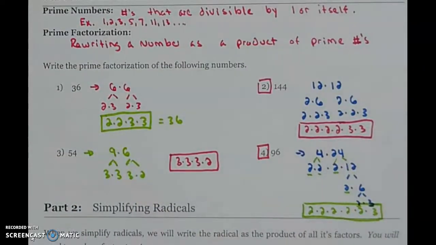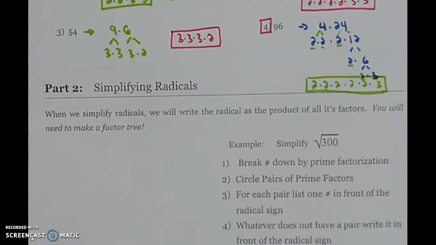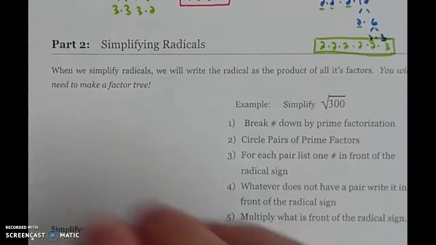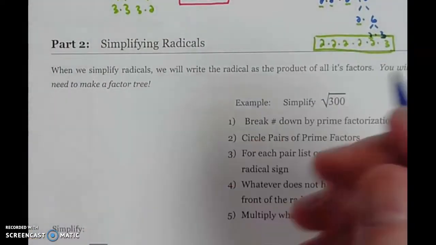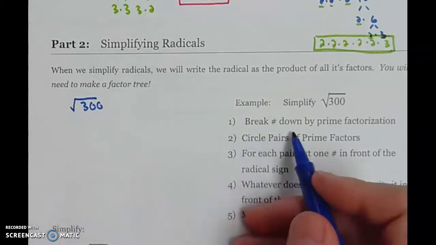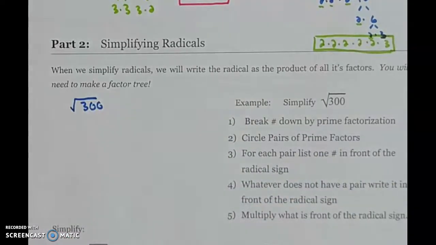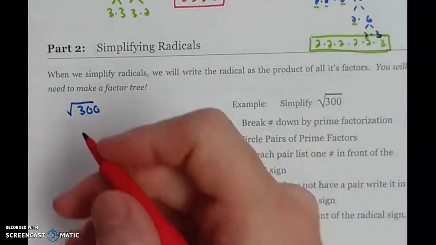Okay? So let's look at one. I just want to simplify this radical. I actually want to look at the square root of 300, and I want to try to simplify that value. Okay? All right, so first, I got the square root of 300. Step 1, I want to break it down into prime factors. So we're going to look at 300 and see what we get here.